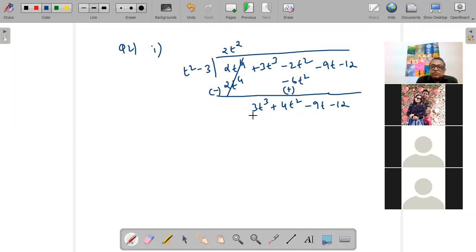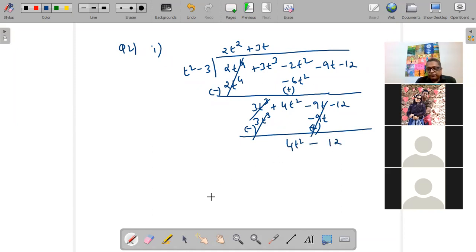Now t square will go how many times in 3t cube? That is what we have to see. So I will multiply this by 3t. T square into 3t will become 3t cube. Minus 3 into positive 3t will give you minus 9t. Minus 90t, write it below this. Now I'm going to subtract, the signs will change. Positive 3t cube and minus 3t cube cancel, minus 90t and plus 90t cancel. You are left with 4t square minus 12.